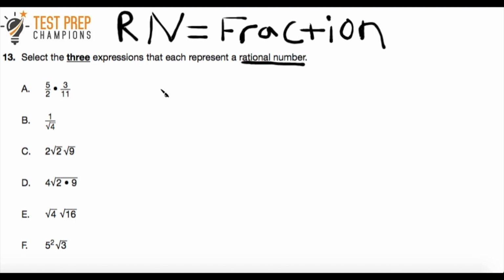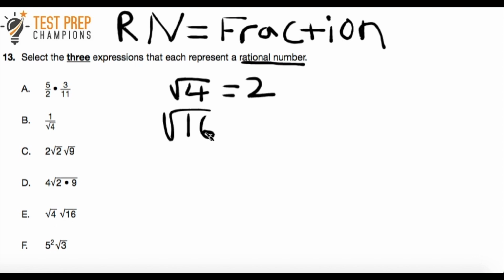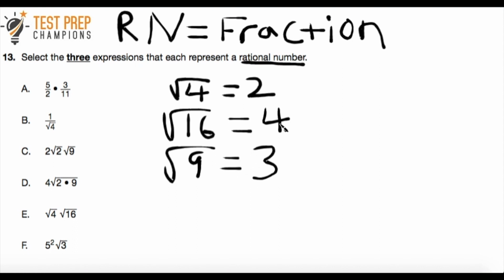For example, there are common square roots that it's a good idea to memorize for your tests. Some of them would be the square root of 4, which is equal to 2. I have other videos where I explain all of this, but another one would be 16. The square root of 16 is equal to 4. For right now, just take my word for this because it's going to make it a lot easier. And the square root of 9 equals 3. So we have a 2, a 4, and a 3. These are all rational numbers.